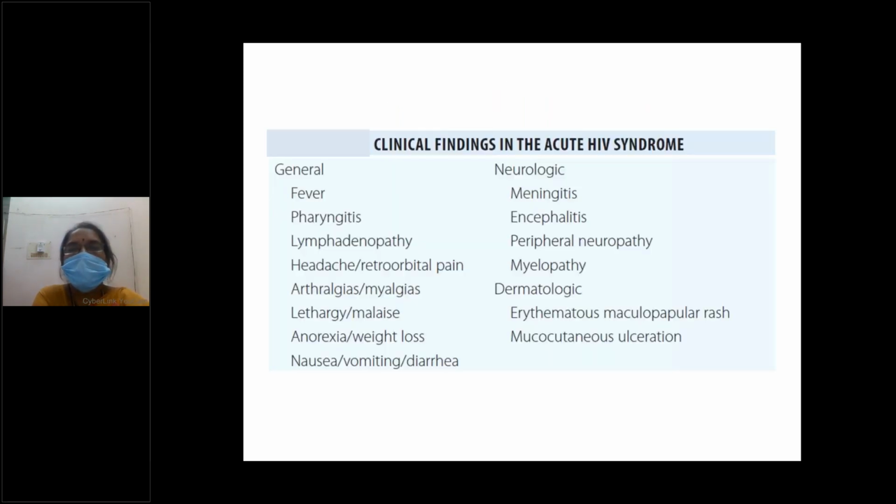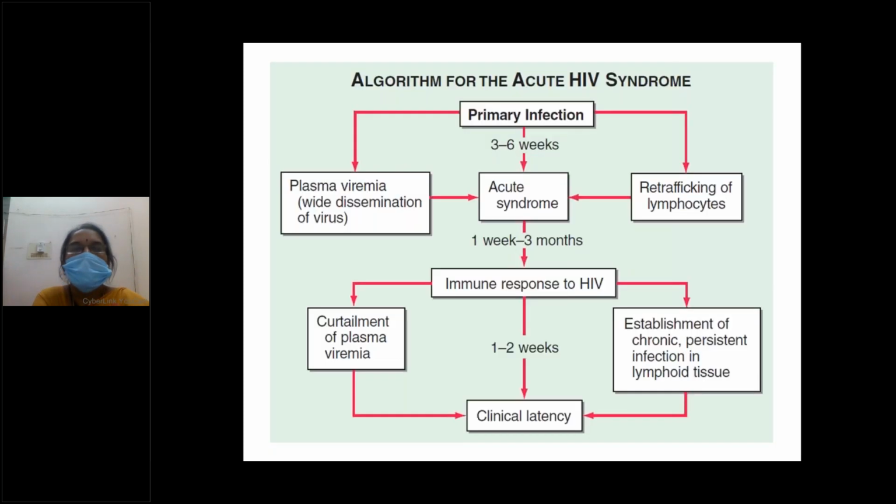What are the clinical findings in the acute HIV syndrome? General: fever, pharyngitis, lymphadenopathy, headache, retroorbital pain, arthralgias, myalgias, lethargy, malaise, anorexia, weight loss, nausea, vomiting, diarrhea. Neurologically: meningitis, encephalitis, peripheral neuropathy, myelopathy. Dermatological: erythematous maculopapular rash, mucocutaneous ulceration.